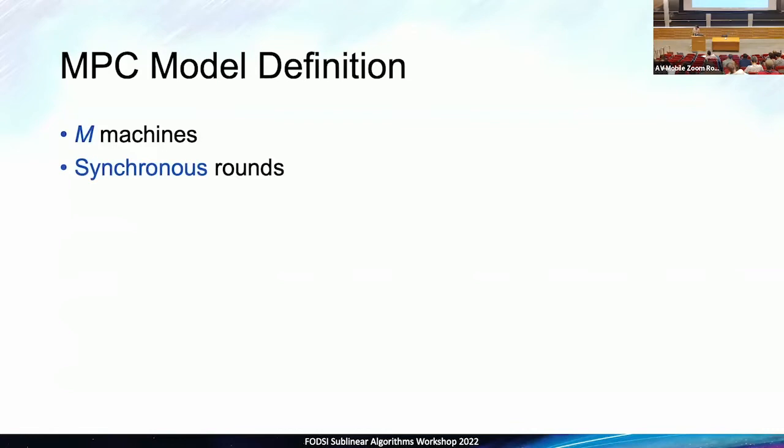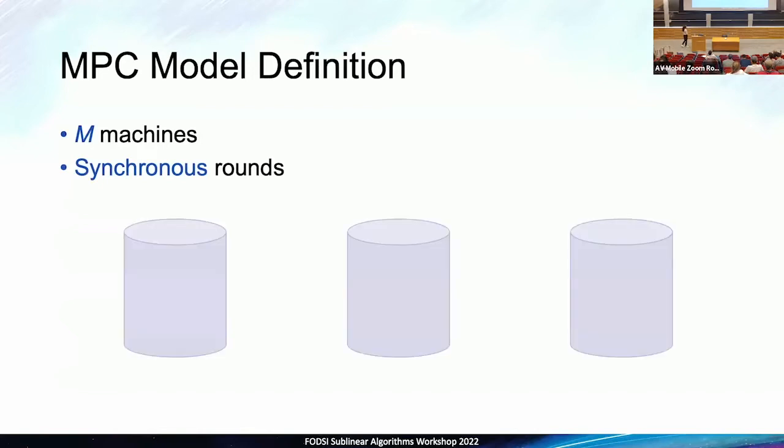In this model, we consider M machines, and the machines communicate with each other over synchronous rounds. So here are some machines. And given a graph input, we can assume that the graph input is partitioned in some reasonable way across the machines. We definitely do not assume that the graph is partitioned such that each vertex is in the same machine as its adjacency list. But we do assume that it is partitioned in some reasonable way so that each machine can access nodes and edges and know where they are in the cluster.